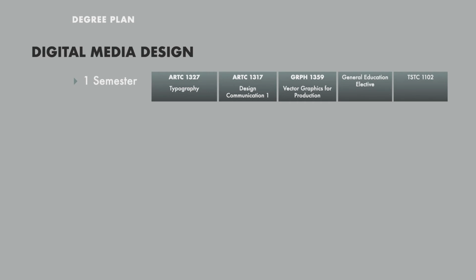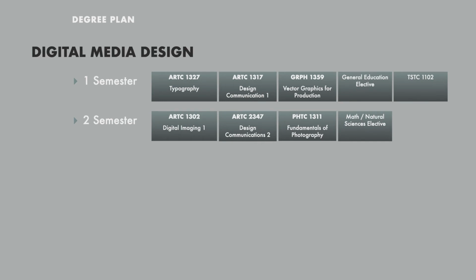In your second semester, you'll be taking Digital Imaging 1, Design Communications 2, Fundamentals of Photography, and a Math or Science elective. Digital Imaging 1 is all about photo manipulation using Adobe Photoshop. Design Communications 2 walks you through the entire creative process to build real-world projects from a logo to product packaging. Last, Fundamentals of Photography teaches you how to use a DSLR camera to capture everything from portraits to photographs used in advertisements.